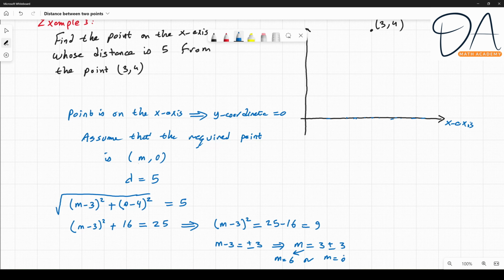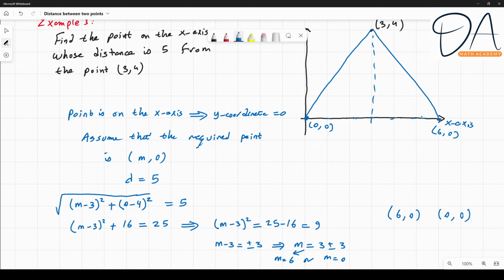So the 2 possible points are (6, 0) and the other one is (0, 0). This means (0, 0) is one point that we are looking for, which should be at a distance of 5. The other point should also be at a distance of 5, which is here. This is (6, 0). We can see from the symmetry that there are 2 points at a distance of 5 from the given point.